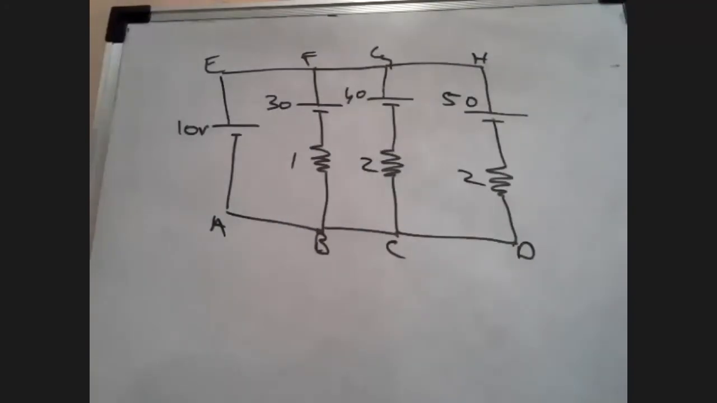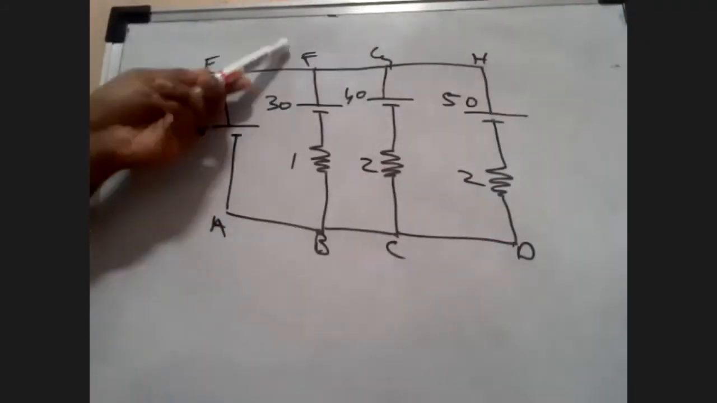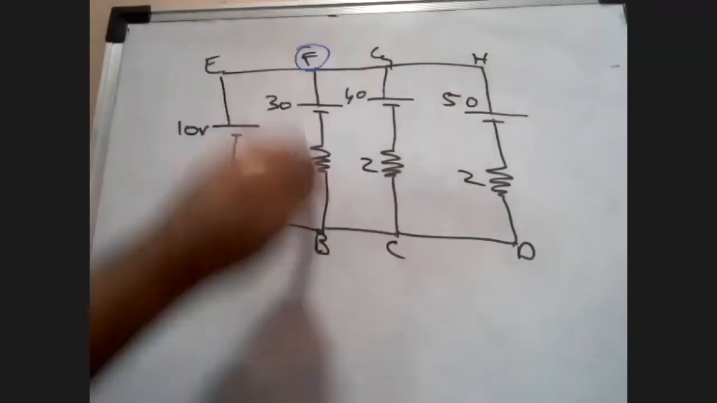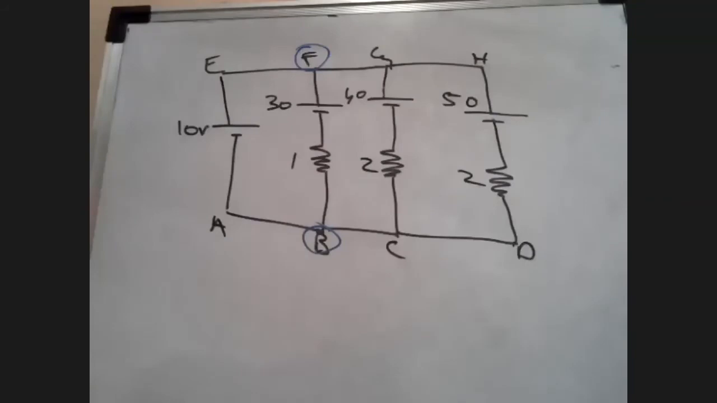I want to find out the current between the branch F and B. Here. F and B. What should be my approach? What should be my approach?